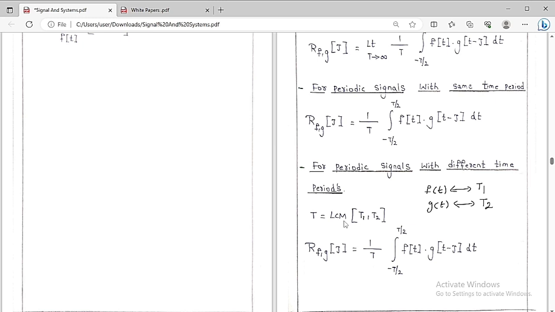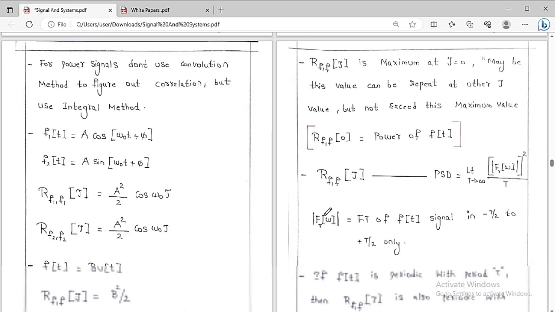This is a point you always have to keep in your mind. Now here, listen carefully. For power signals, don't use the convolution method to figure out correlation, but use the integral method. So basically, this point you always have to keep in your mind.